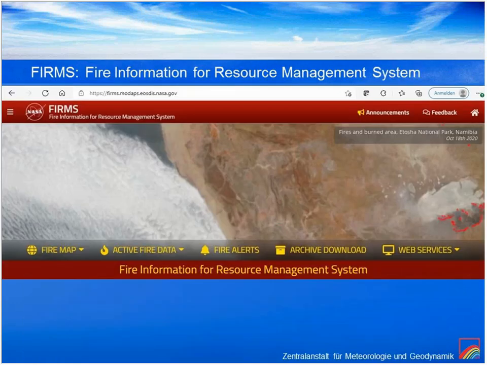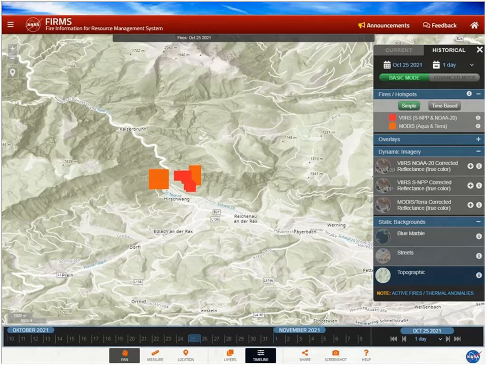If I continue here, I was made aware by one of my forecaster colleagues that there is another product that they looked at to monitor the fire, and it's called FIRMS, Fire Information for Rescue Management Systems, and it uses polar orbiting satellites. And here you have the area where the fire happened, and two satellites were detecting the fire. It was VIIRS and MODIS instruments. You see orange and red.